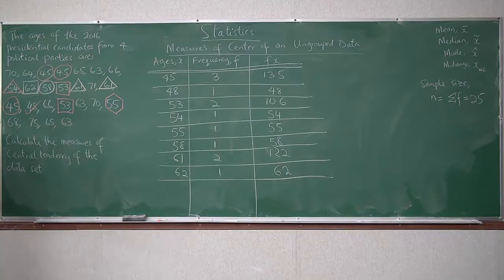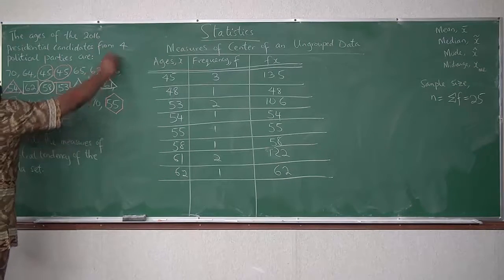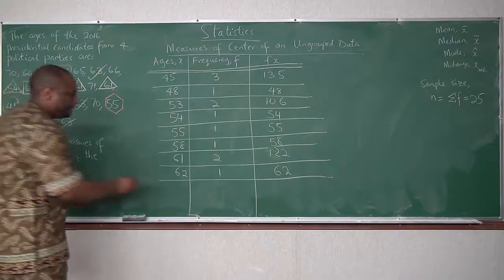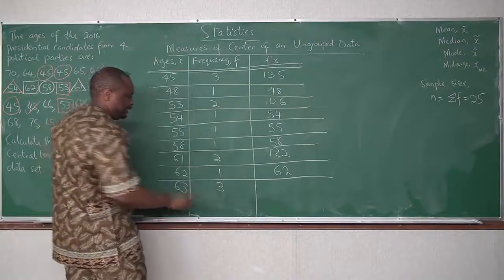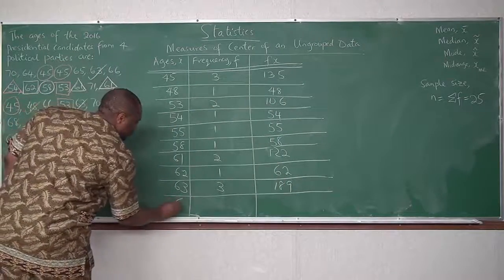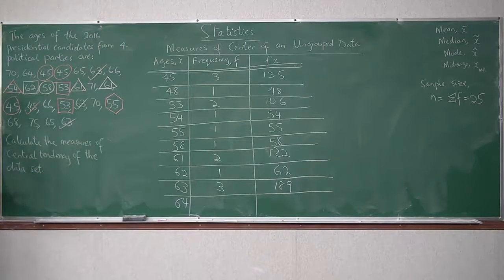63. Let me use a yellow check mark. 1, 2, 3. 63 is 3. 3 times 3 is 9. 3 times 6 is 18. 64, we do have 64. Let me use a yellow hexagon. 64 is 1.